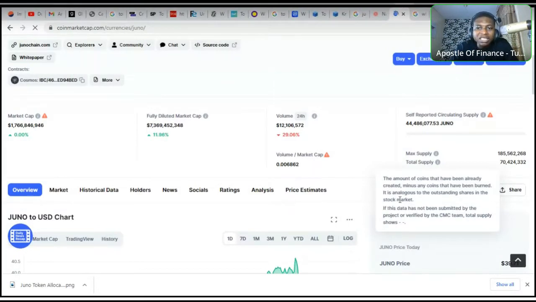We can see it as an analogy, very similar to what happens in the stock market. The total supply is the amount of coins that has been already created minus the coins that have been burnt. Now, what's the max supply?